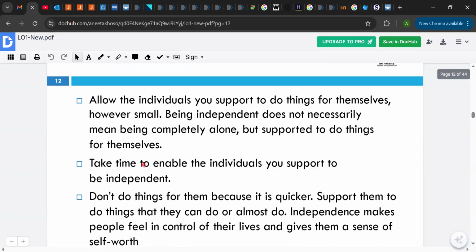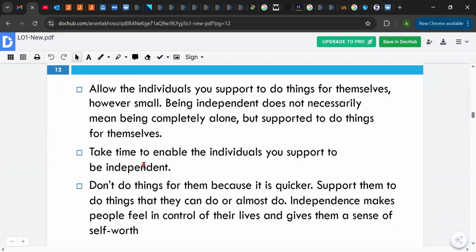Allow the individuals you support to do things for themselves, even if they are small. Being independent does not mean always being completely alone, but supported to do things for themselves. Take time to enable the individuals you support to be independent. Don't do things for them because it is quicker. Support them to do things that they can do or almost do. Now, if there's a person who can't walk without a walking aid, you can't expect them to walk on their own.